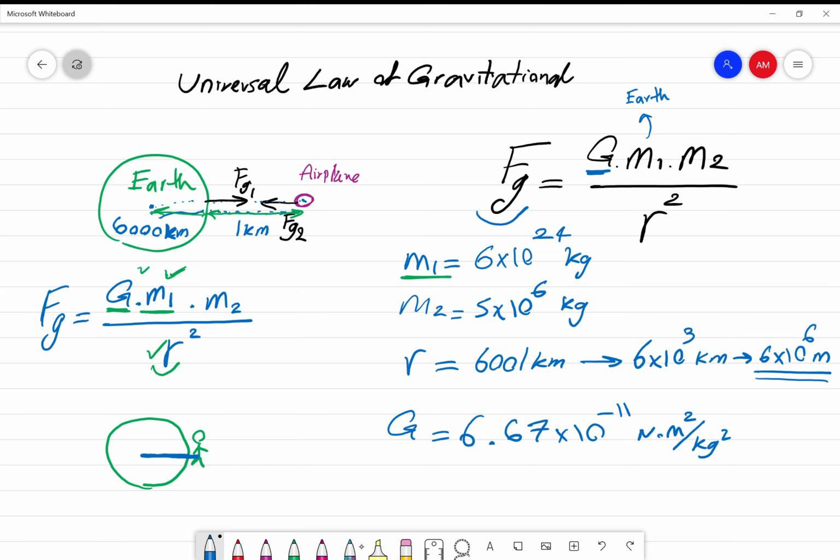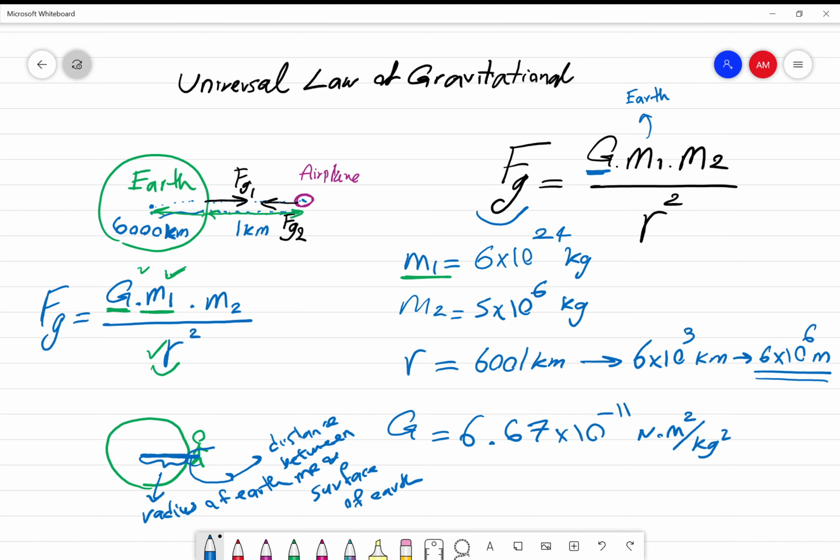Is that right? This amount, the distance, let's put it, this is the radius of Earth, and this little small part is going to be the distance between me and the surface of Earth. Do you agree or not?